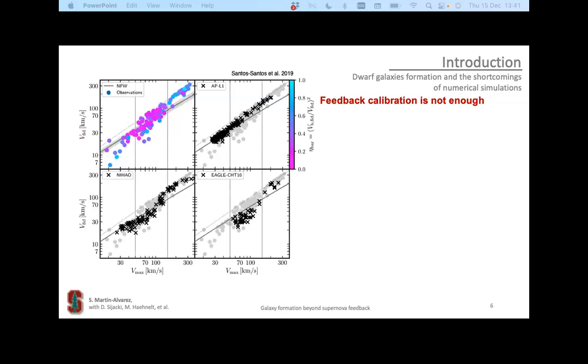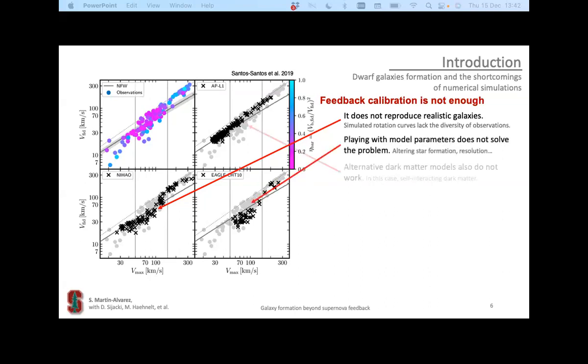And in particular, when you go to kinematics, for example, you find that, again, feedback calibration is not enough. So you can look at the diversity, and I like this work in particular because what they show here is that you not only do not get the dwarf galaxies right, but even when you actually get your galaxies right, you don't get the distribution of the properties of the galaxies right for a population with just feedback calibration. And they try different things. They try fiddling with the parameters of the model. They try including alternative dark matter models, and none of that works.